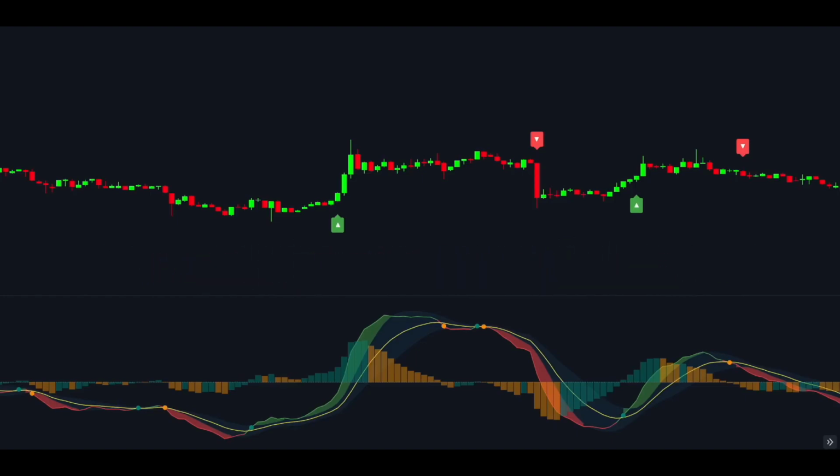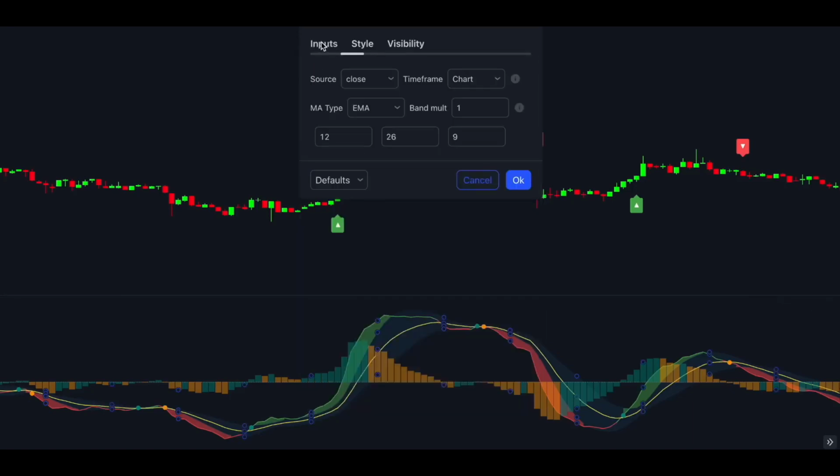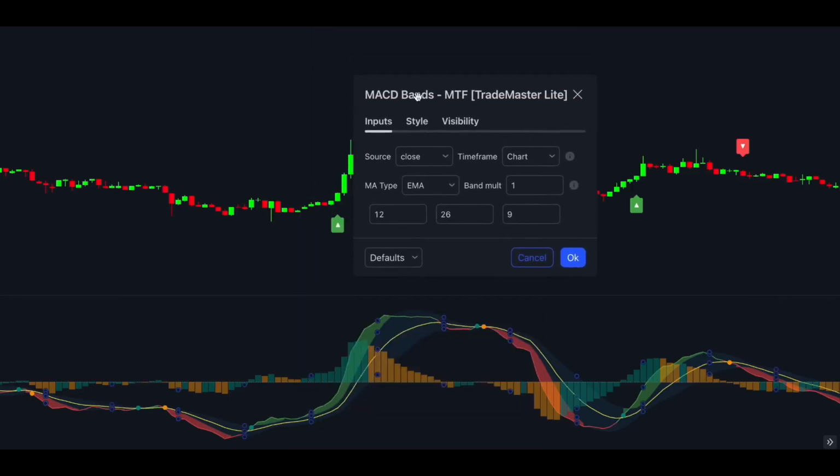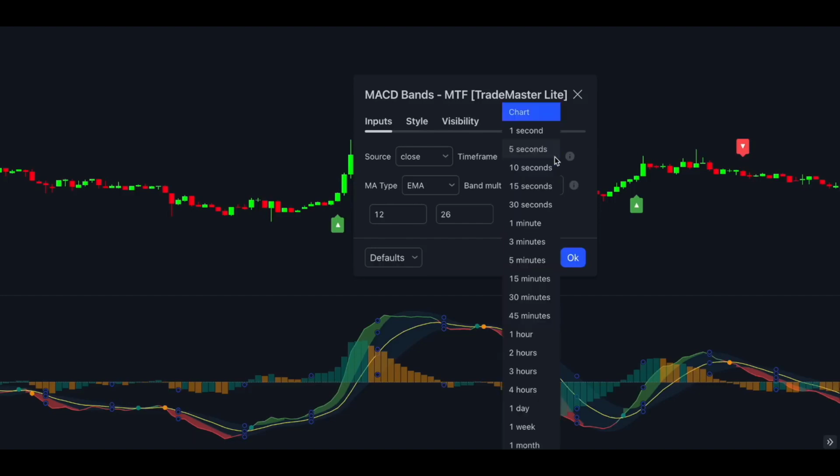Because this indicator is multi-time frame, it is way more effective than a regular MACD. Let me show you what the multi-time frame feature does. Let's open the indicator's inputs first. Here we're presented with different configuration options such as source, moving average type, band multiplier, and time frame. By default, a chart time frame is enabled, but we can change this option. Instead of a current time frame, we can select a 1-hour time frame.